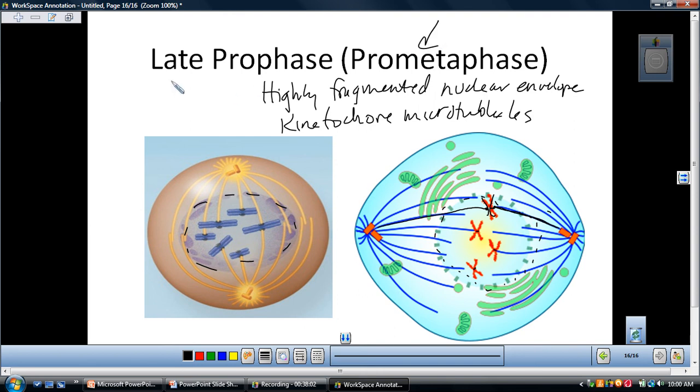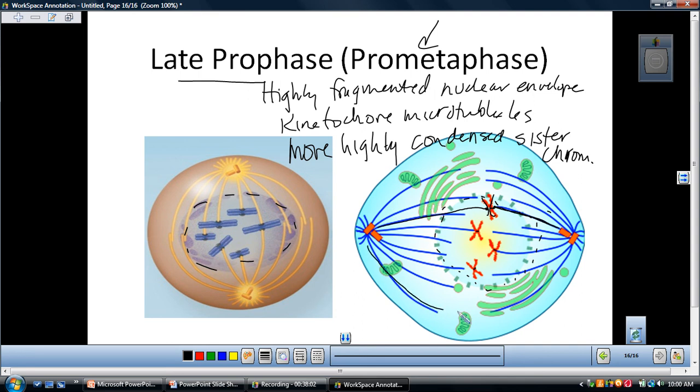So prometaphase or late prophase has more fragmentation. It has even more highly condensed sister chromatids. Okay, so they're more condensed, more visible. We've got kinetochore microtubules attached, and we have the non-kinetochore microtubules like these that are going to overlap each other to create more structure and support. Y'all, you have to have that overlapping because the cell is compromised due to the disintegration of the nuclear envelope. So we need more structure and support in there because we're going to lose the nuclear envelope.